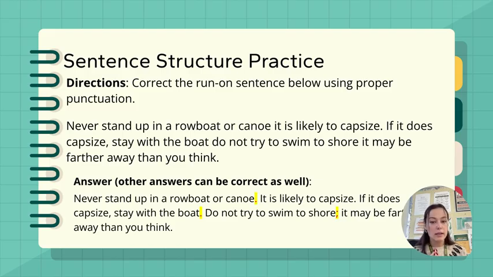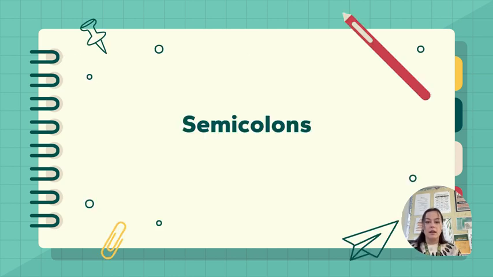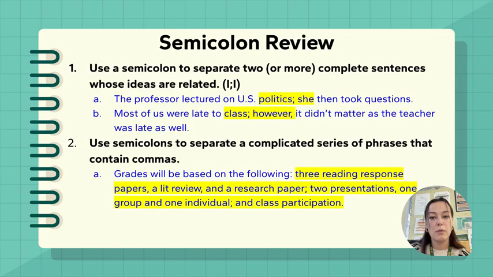Okay, so semicolons are interesting in the way that they function in the exact same way as a period would. However, when two independent clauses are closely connected but don't rely on one another, sometimes a semicolon can be a more impressive way to connect these two sentences or two independent clauses. So we use a semicolon to separate two or more complete sentences whose ideas are related. Once again, as I just mentioned, right? They are independent clauses, they are related, but they do not rely on one another.